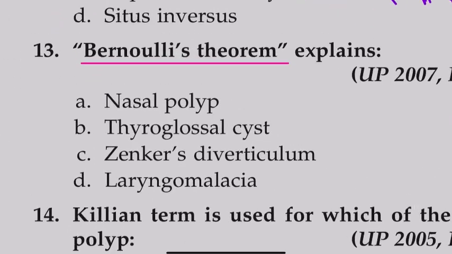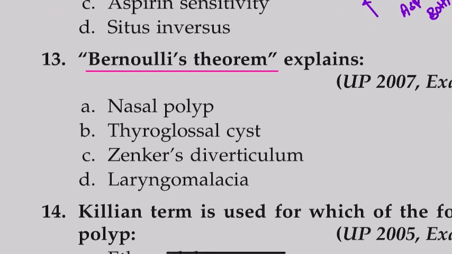Bernoulli's theorem explains what? It explains nasal polyp, right? Thyroglossus cyst and laryngomalacia are congenital malformations of the oral cavity and pharynx, right? Talking about Zenker's diverticulum, it occurs due to neuromuscular incoordination, right? So here nasal polyp is explained by Bernoulli's theorem, right?